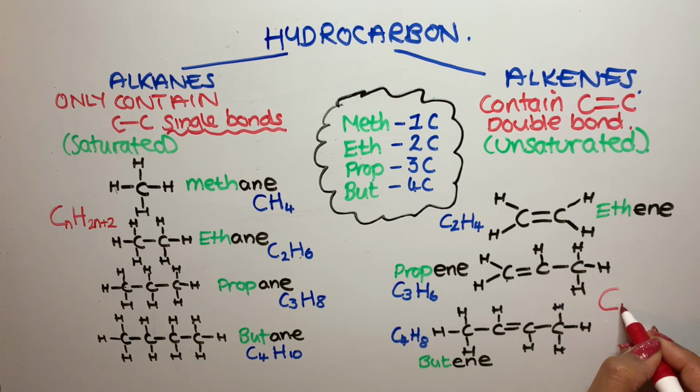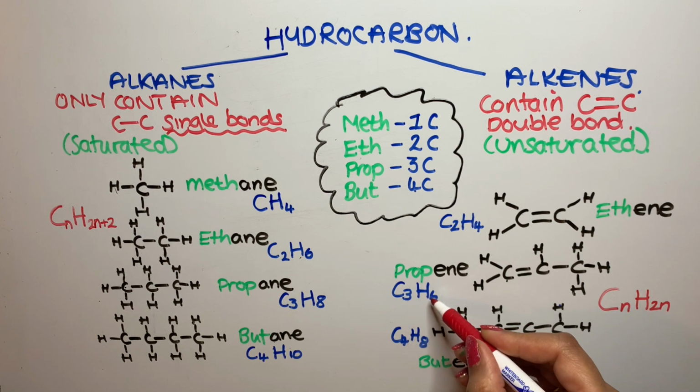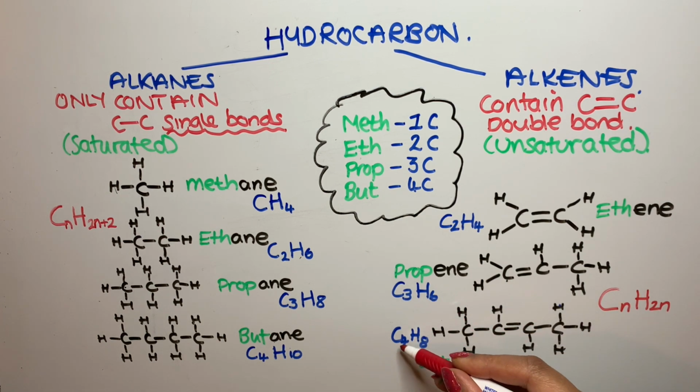Now, if we look at the alkenes, this one's a little bit more simple. So however many carbons we have, for our hydrogens, we just have twice as many. So if I had 15 carbons here, I would have 30 hydrogens there. So however many carbons you have, it's twice as many hydrogens. So I've got 3 carbons there, 6 hydrogens there. I've got 4 carbons there, 8 hydrogens there.